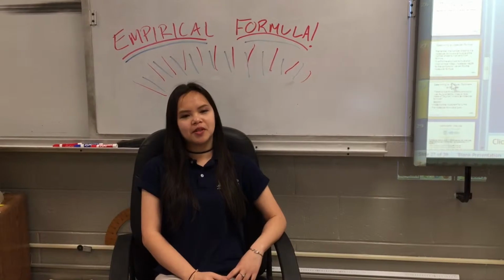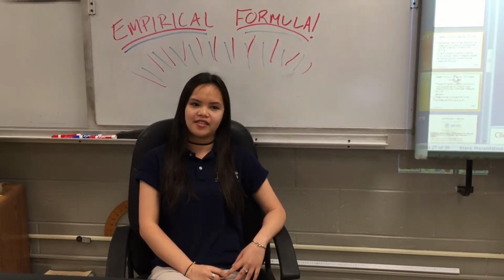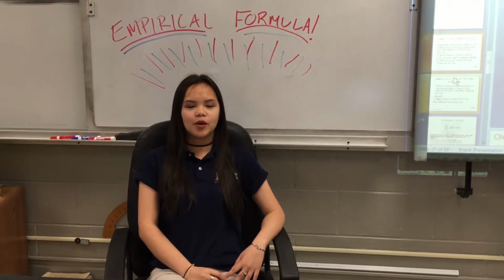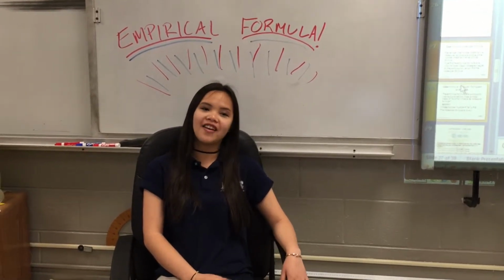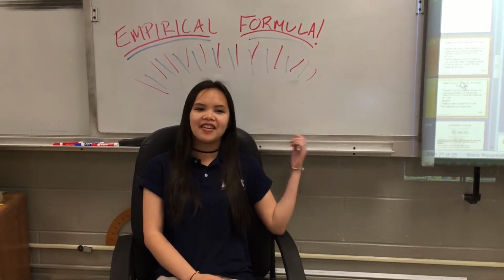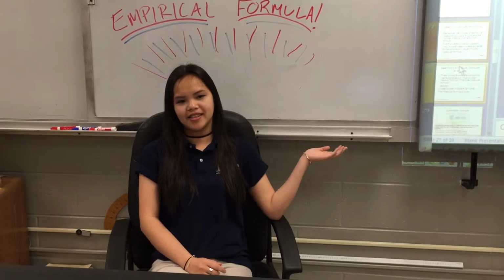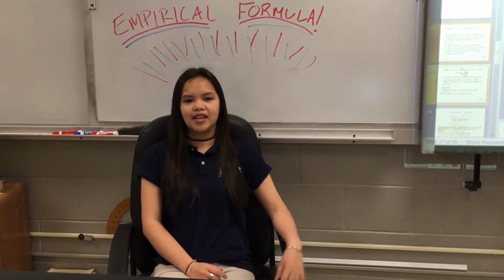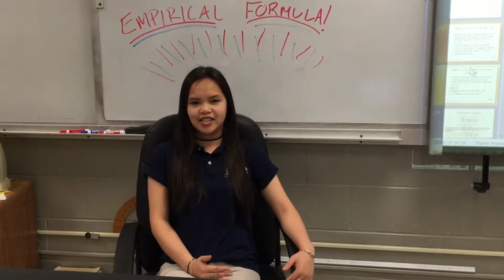So the empirical formula is the simplest formula for a compound. A molecular formula, on the other hand, is the same as or a multiple of the empirical formula, and it is based on the actual number of atoms in each type of the compound. So for example, if the empirical formula of a compound is C3H8, its molecular formula may be C3H8 or C6H16.